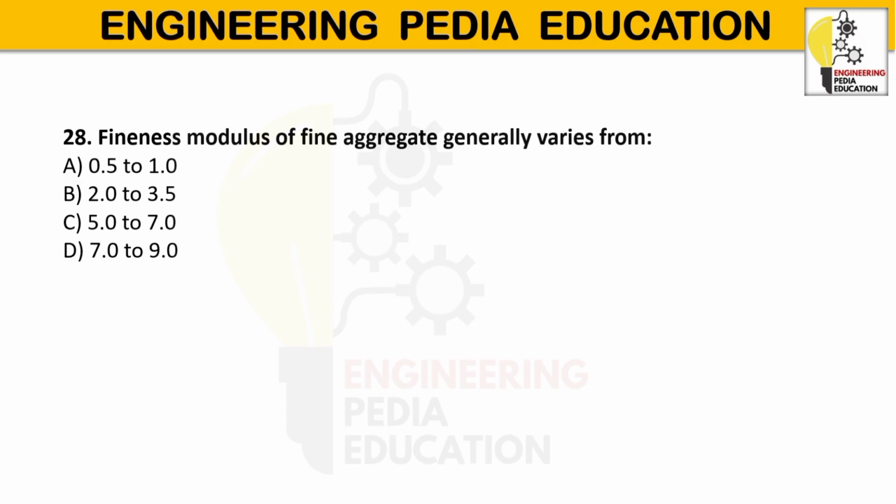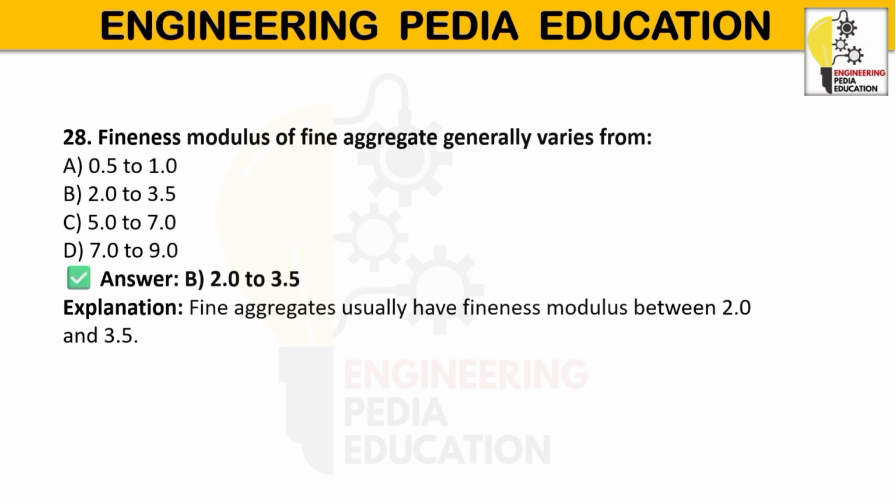Fineness modulus of fine aggregate generally varies from 0.5 to 1, 2 to 3.5, 5 to 7, 7 to 9. So the correct answer is 2 to 3.5. Fine aggregate usually has a fineness modulus between 2 to 3.5.